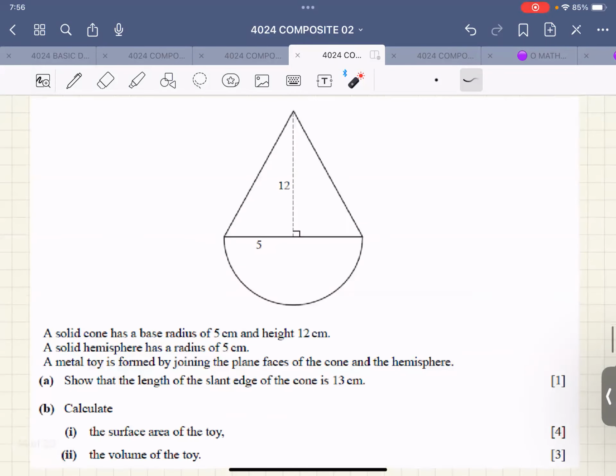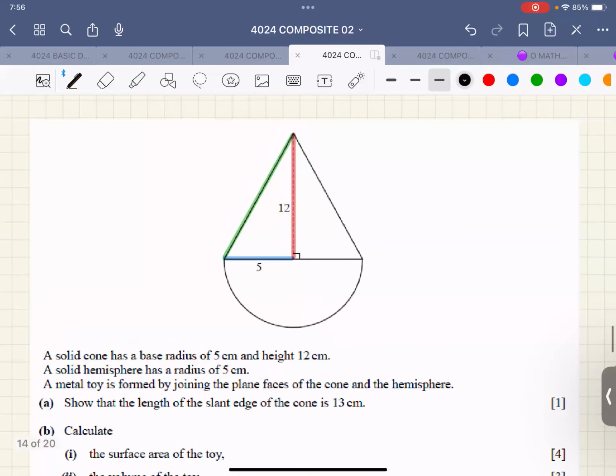So let's get started. That's the same question. This is the base radius, which is 5. This is the perpendicular height, which is 12. And this green one is the slant height L. It's a simple application of Pythagoras theorem. So part A, that is basic working. L square equals 5 square plus 12 square. This is 25, this is 144. This is some basic paper 1 math. This is 169. Therefore, L is the square root of 169, which is 13 centimeters.